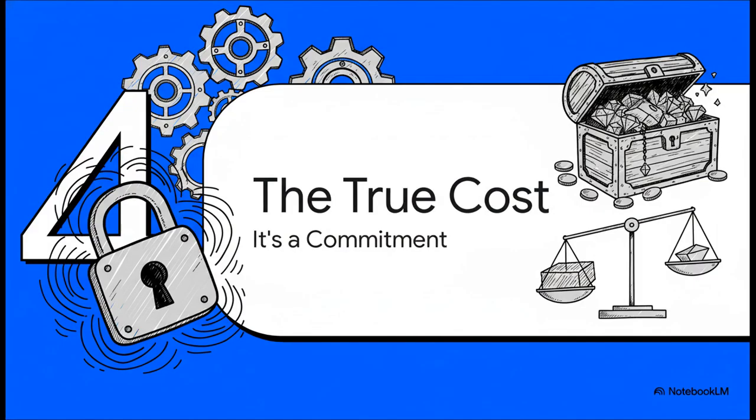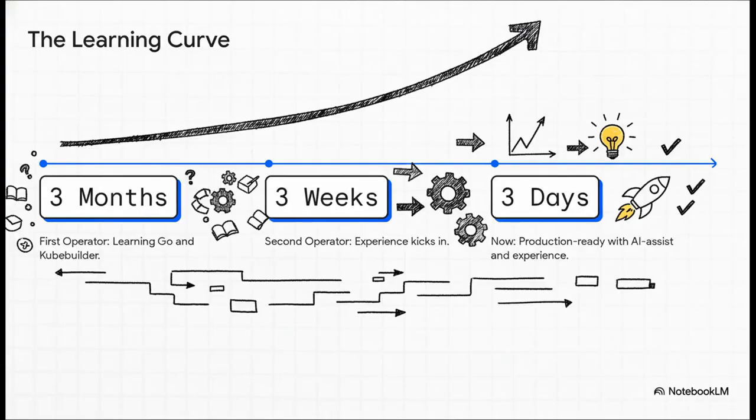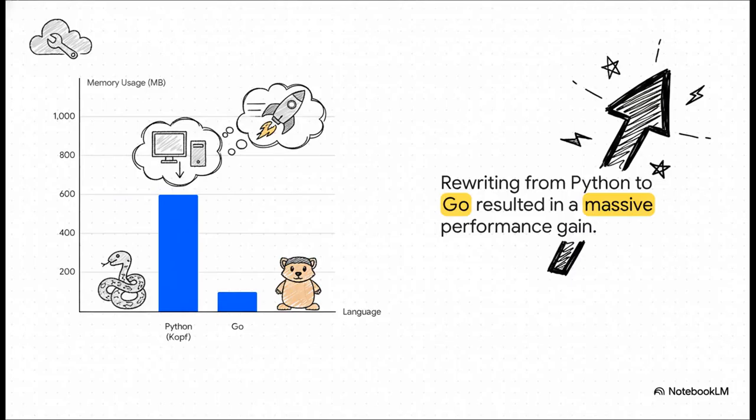Okay, let's be clear. Building an operator is a serious engineering project. It's not something you do on a Friday afternoon. So what's the real price you pay for all of this incredible power? This timeline from one team's journey is just amazing. It shows the super steep learning curve, but a huge payoff. Their very first operator took them 3 months to build. The second one? 3 weeks. Now, with all that experience and some help from AI coding tools, they can spin up a production-ready operator in just 3 days. Wow.